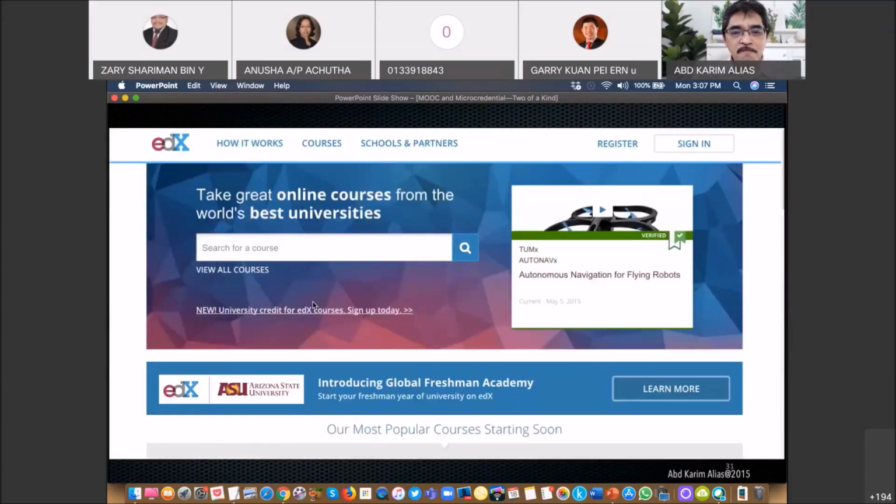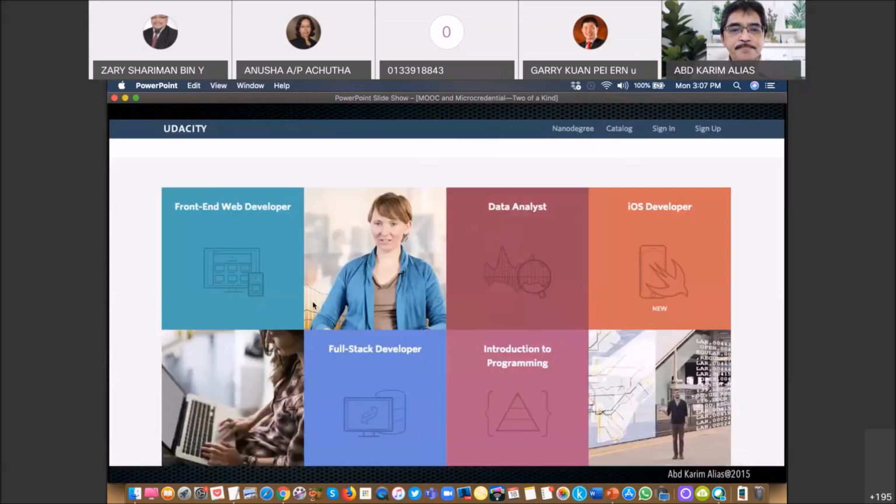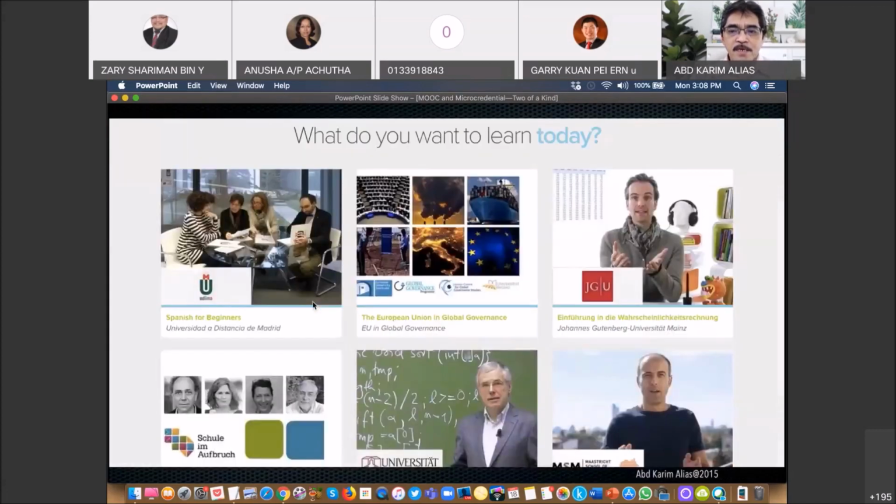edX, the consortium of MIT, Harvard, and a few other Ivy League universities in the US, offering courses online, offering degrees, offering masters, micro degrees online. Udacity. Remember I mentioned Professor Thrun just now. He left Stanford and established Udacity, offering mainly industry 4.0 type of courses, artificial intelligence, data analytics, big data, and programming, those kinds of courses. Now it is very well known for highly technical subjects, and they are making money. So these are some of the platforms.